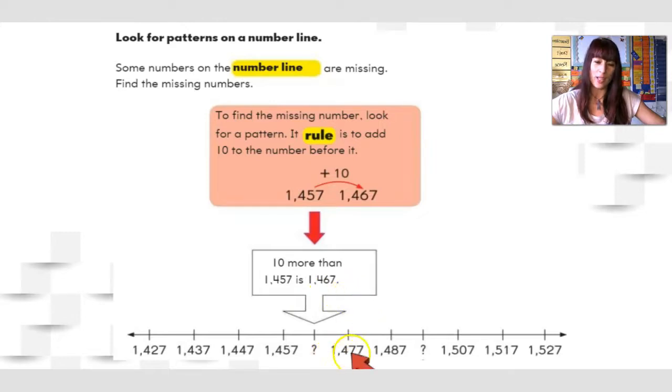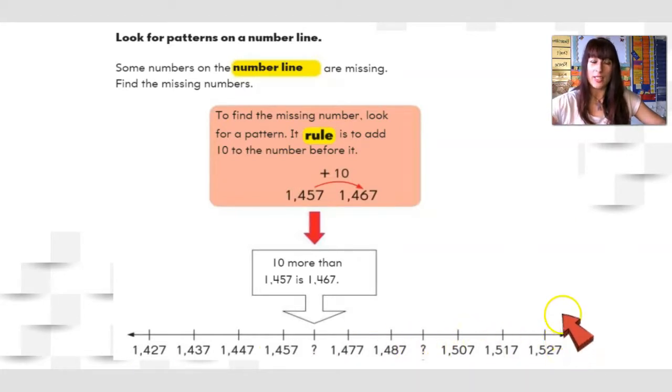And then we continue to 1,477, and this is again going to change to 1,497. So as you can see, the rule to find the missing number on this number line was to add.